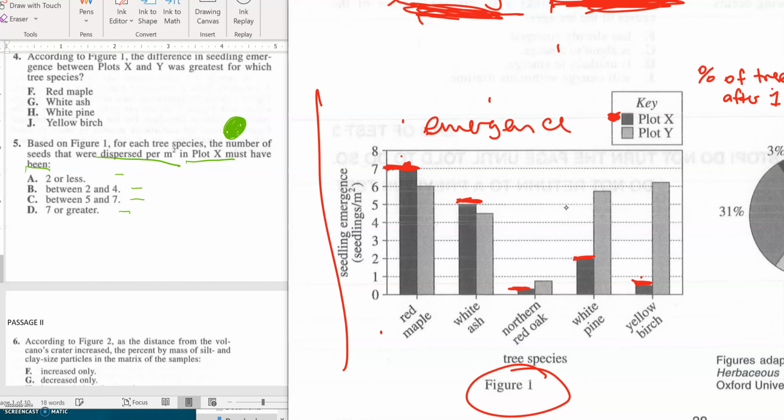It's one of those that wallops you in the head instead of, should have had a V8. It had to be at least 7, because we have that 7 seedlings emerged in plot X. So they might have thrown, say 10 and 3 died, but at the very least they had to disperse the highest number that actually grew. So they had to disperse at least 7, because we know 7 grew.